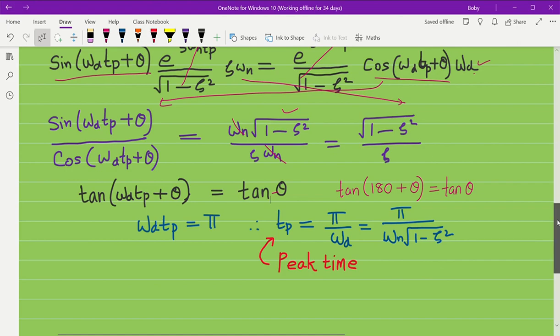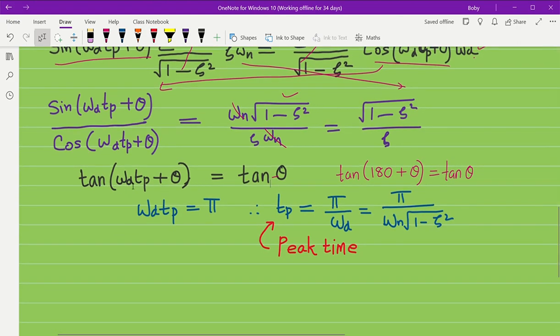So we are getting it as tan of omega d tp plus theta is equal to tan theta. So we know that tan of 180 plus theta is equal to tan theta. But as per the standard rule, tan of 180 plus theta is equal to tan theta. So we have to consider that this omega d tp is equal to what? 180. That is equal to pi. Omega d tp is equal to pi.